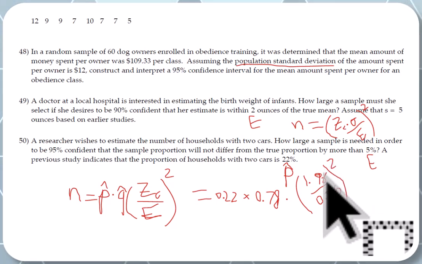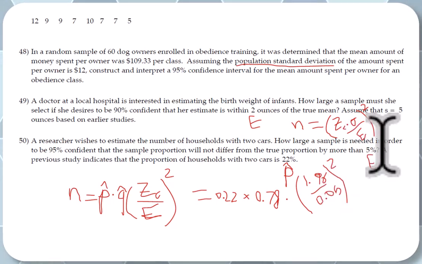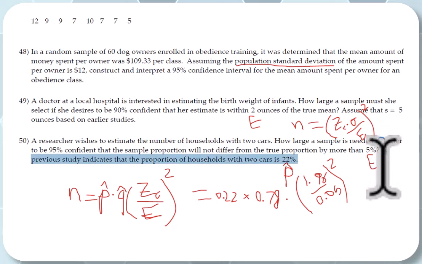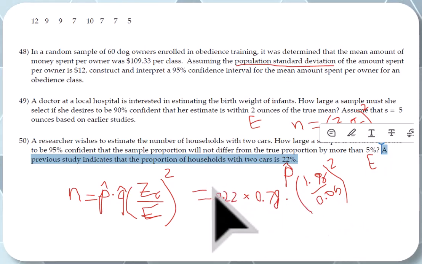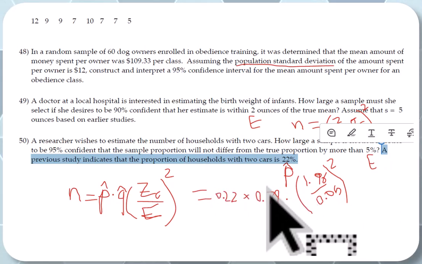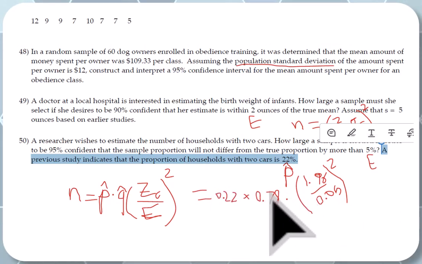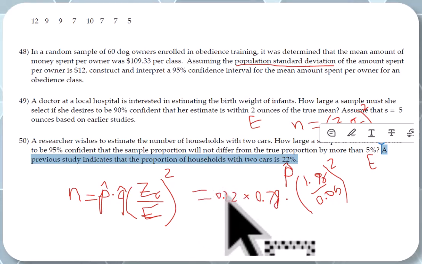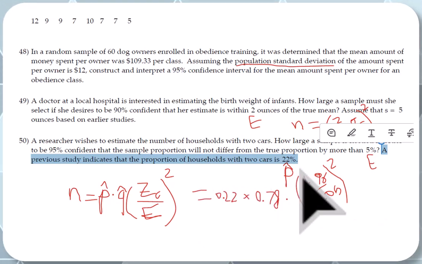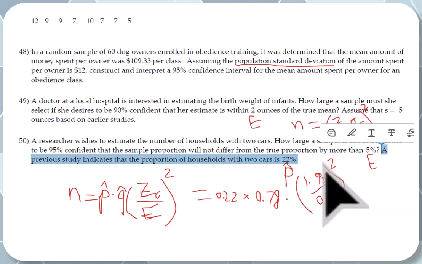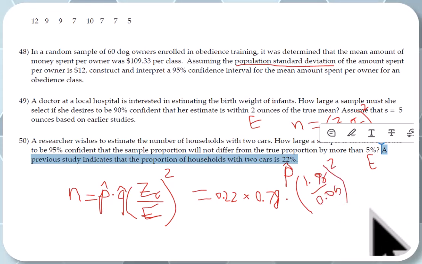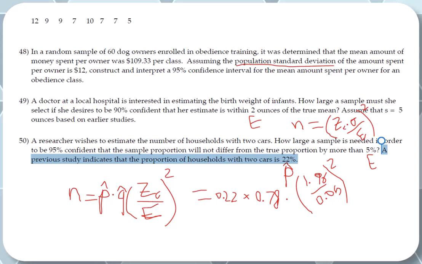Before I conclude this video, let's say, guys, you didn't have this statement right here. How would you still solve this problem? It's the same formula, but instead of putting 0.22 and 0.78, you put 0.5 and 0.5 right here. So it will be 0.5 times 0.5 times 1.96 divided by 0.05, squared, and then you will get the answer. That concludes the review for the confidence interval chapter questions.